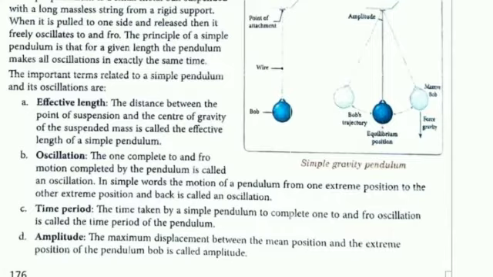Time period. Time period means one complete oscillation. The time taken by a simple pendulum to complete one to and fro oscillation is called the time period of the pendulum. And the last one is amplitude.